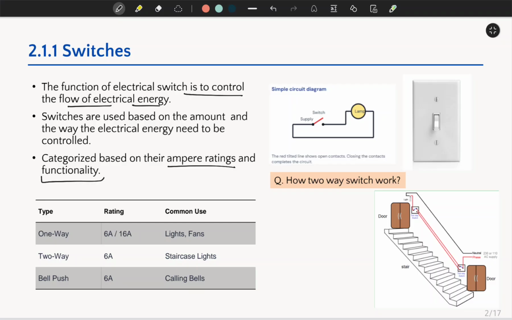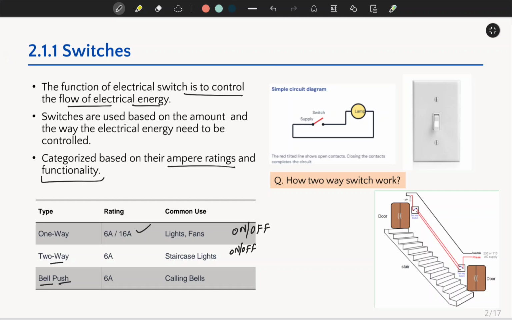So in our houses, we generally use one-way switches. These are generally used for on-off purposes. Two-way switch, again this is used for on-off, but with a special feature that it can be controlled from two different locations. Okay, and then we have bell push switches, which we use for a bell at our door.